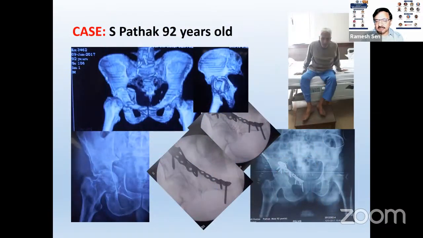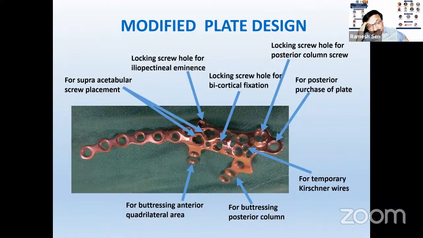Now, this is 92 years. Again, we had the same thing. We tried reducing it and we could get a part of the reduction and we were able to get him out of the bed. Eventually, after 3 years, he got another fracture and then we had to operate on him for hip arthroplasty. But for 3 years, he was walking with this hip after this surgery. Now finally, we have come down to this very situation, up late.